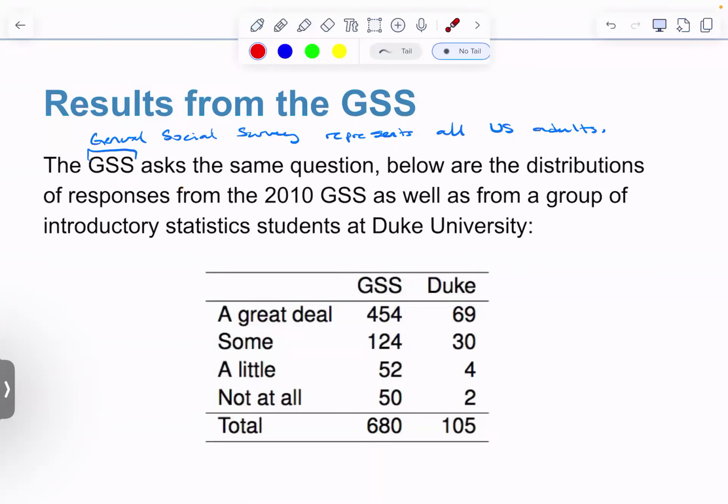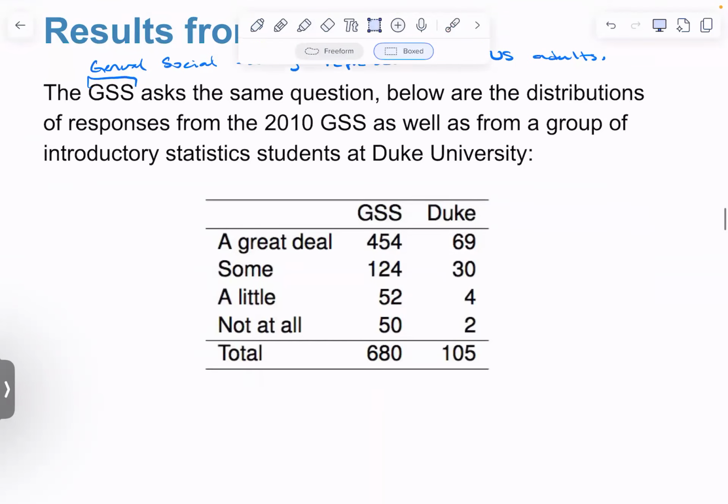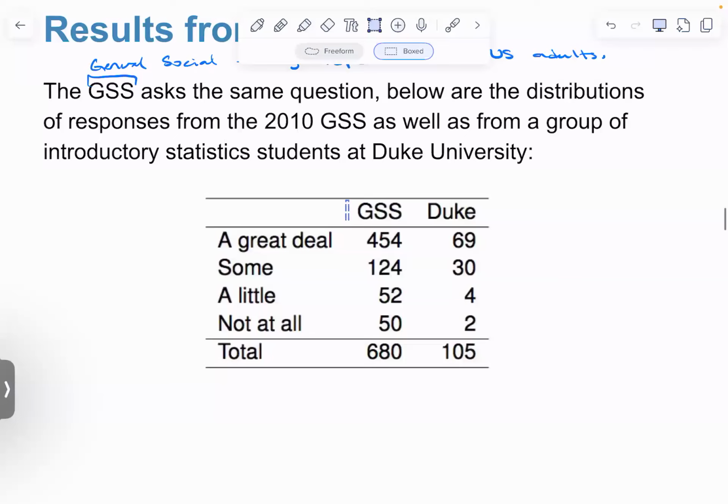Okay. And so below we have the distributions of responses from the 2010 GSS, as well as from a group of introductory stats students at Duke University. Okay. So they did the same survey with Duke University students. There's a lot of Duke in this textbook because Mina teaches at Duke.